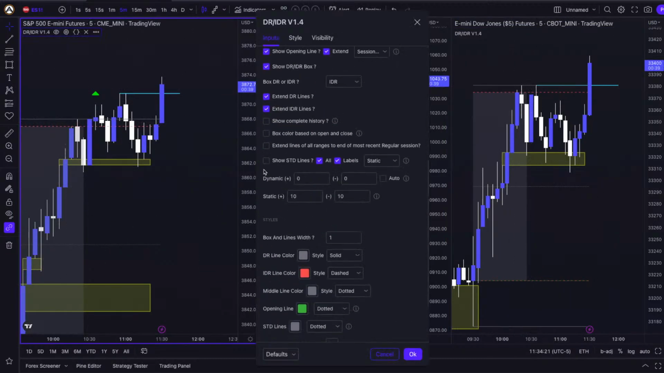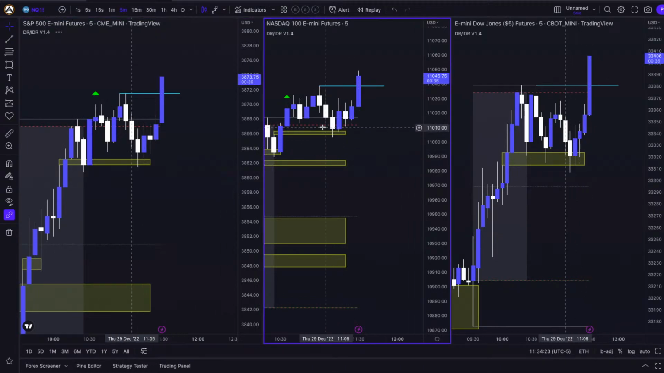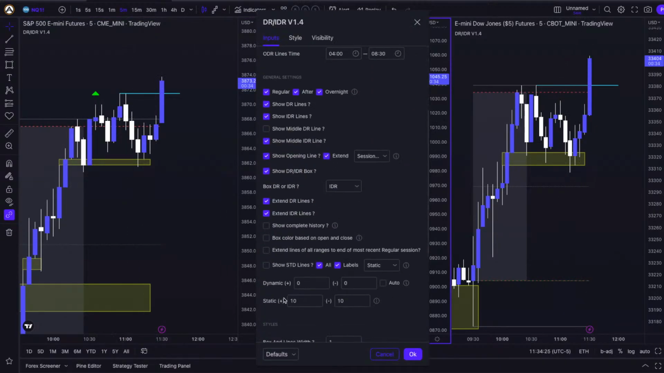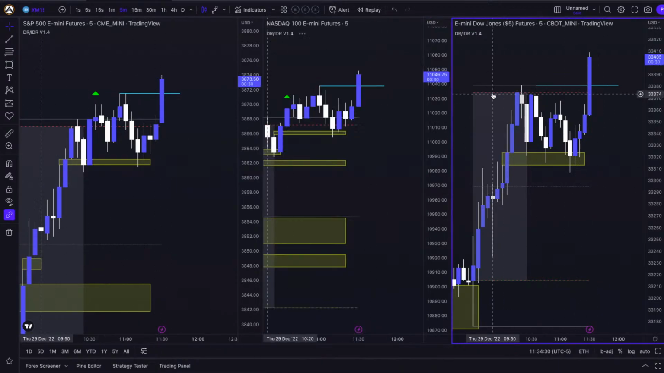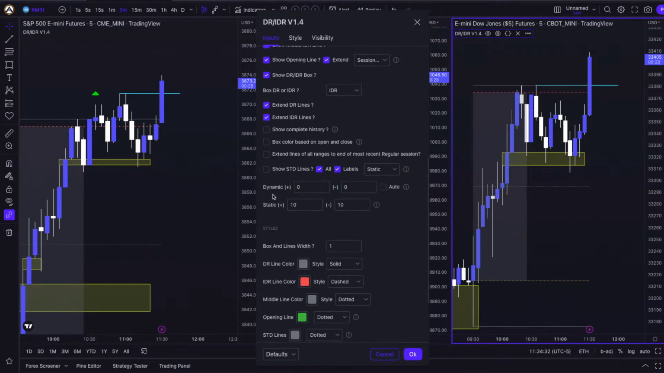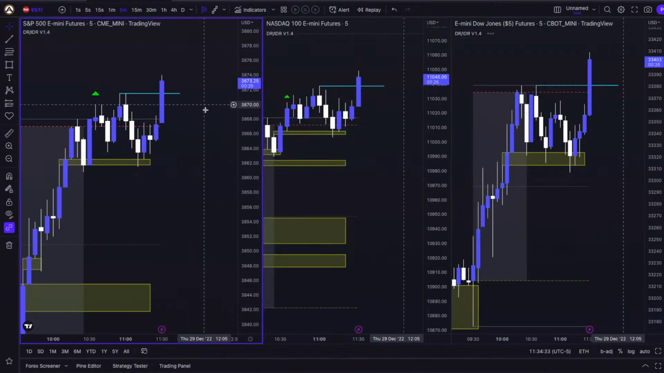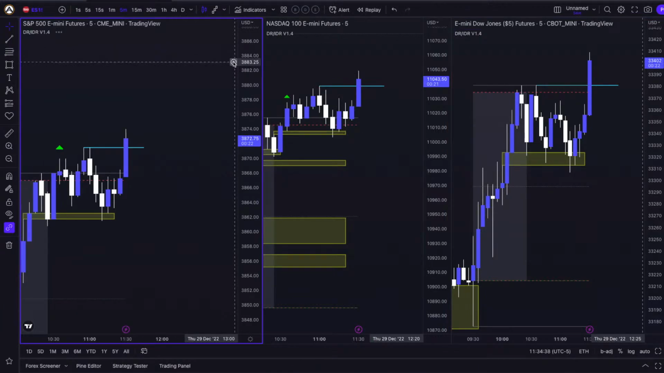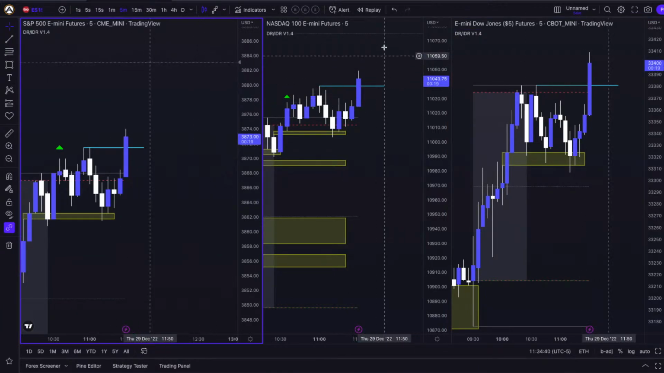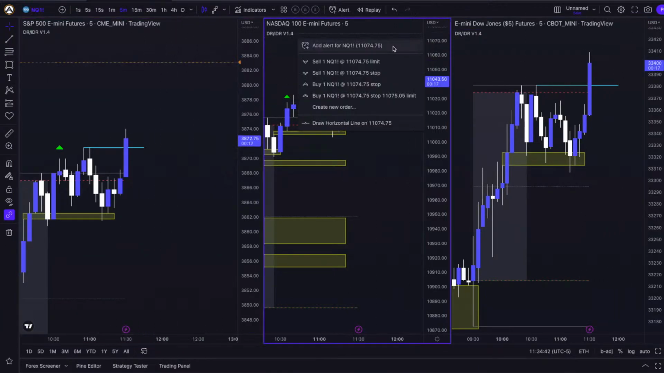Let me actually turn them on so we don't have to show standard deviation lines. Show standard deviation lines, perfect. Let them all load. Okay, this would be our target right up here. I'm actually going to set an alert to see which one is going to hit the target first.